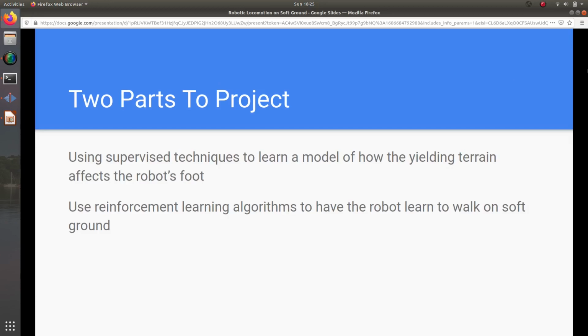There are two parts to the project. In the first part, I use supervised techniques to learn a model of how the yielding terrain affects the robot's foot. In the second part, I used reinforcement learning algorithms to have the robot learn to walk on soft ground. Let's dive into the first part.